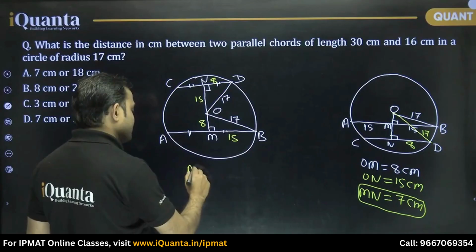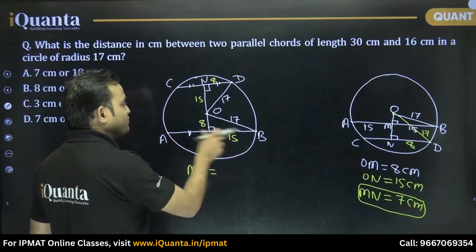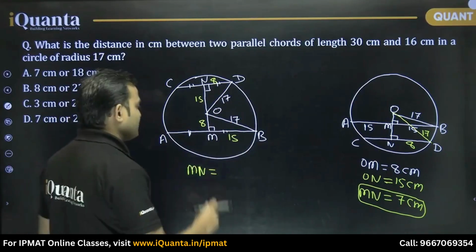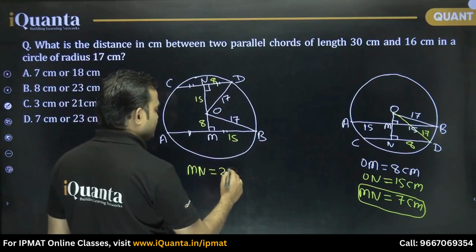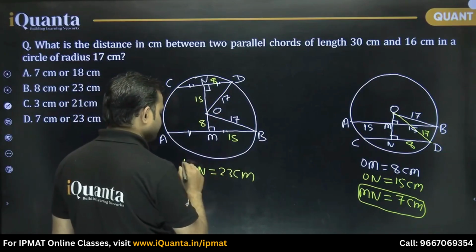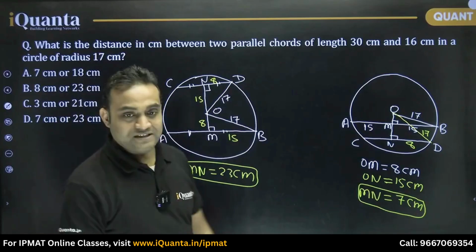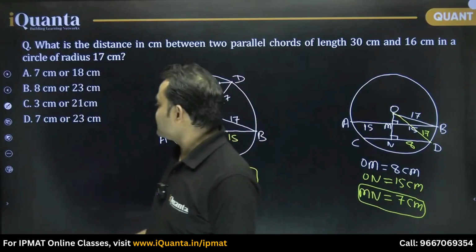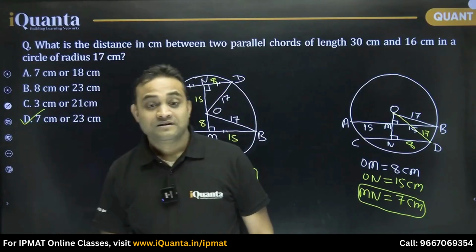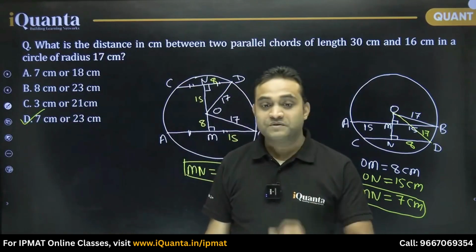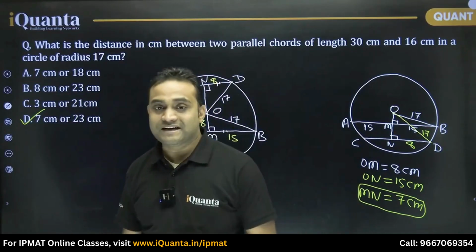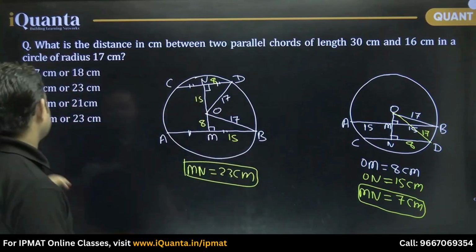So in that case, the perpendicular distance between these two parallel lines CD and AB will be 8 plus 15, which is equal to 23 centimeters. And so our answer is option D. The distance between these two parallel lines is 7 centimeter or 23 centimeter.